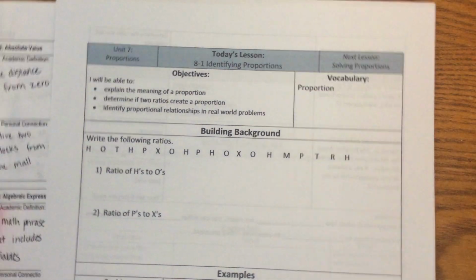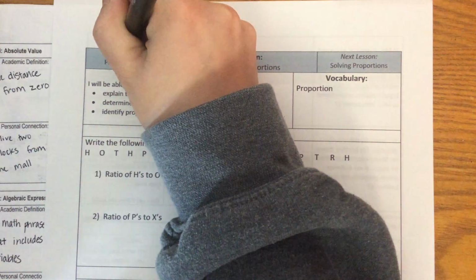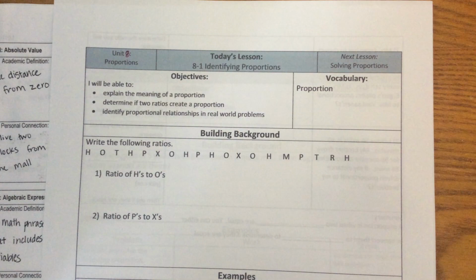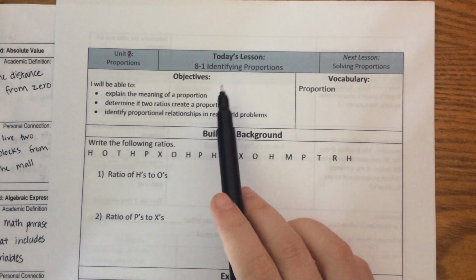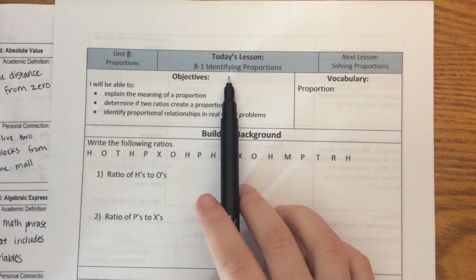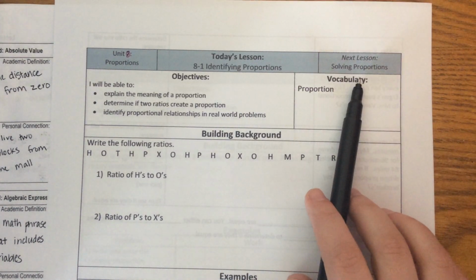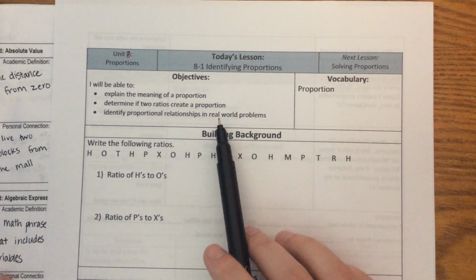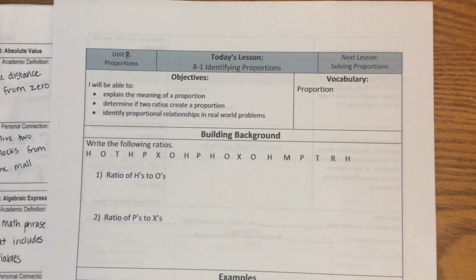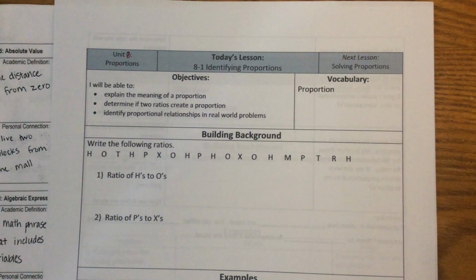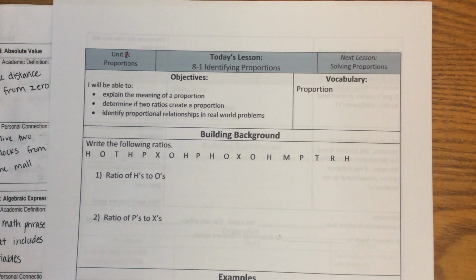Alright, welcome to chapter 8. This should say 8 up here. We're going to be working on proportions a lot, and then we're going to move on to a few other things that aren't quite proportions. But our first lesson is identifying proportions, and then our next lesson is going to be solving proportions. So we're going to be able to explain the meaning of a proportion, determine if two ratios create a proportion, and identify proportional relationships in real-world problems.